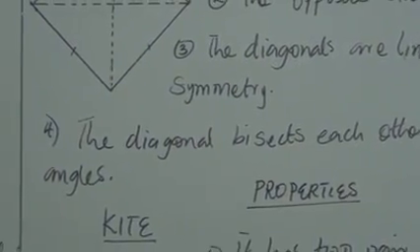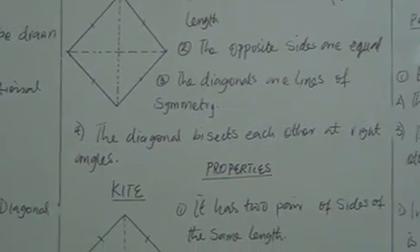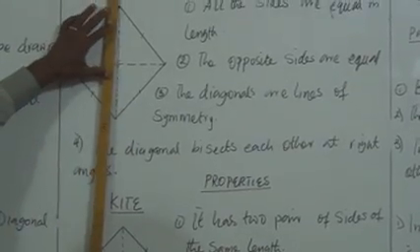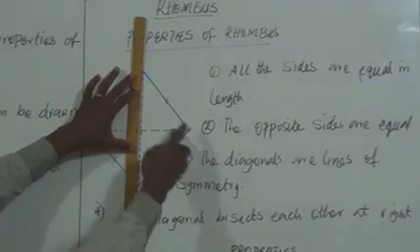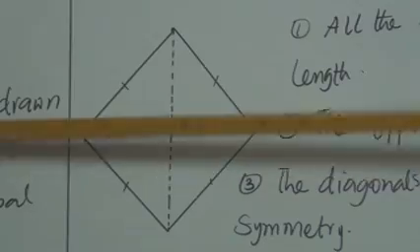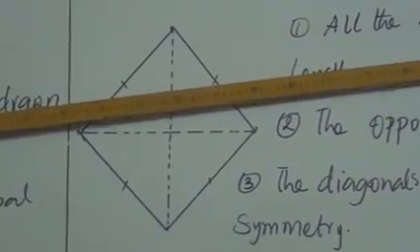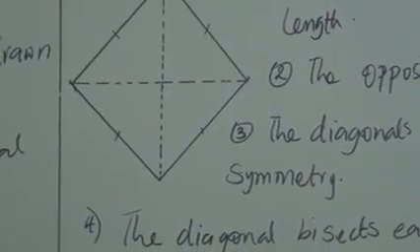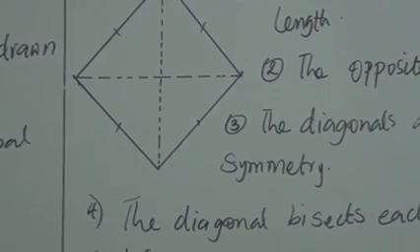Number four, the diagonals bisect each other at right angles. By the time we draw this, we close this, you notice that we're going to have a right angle. So we'll place it this way. We're also going to have a right angle in the rhombus.